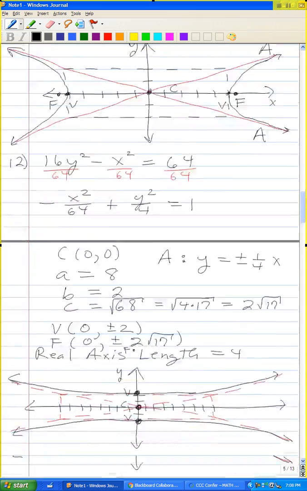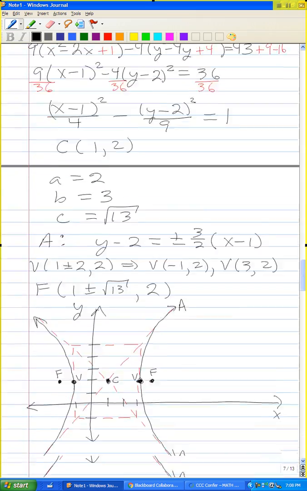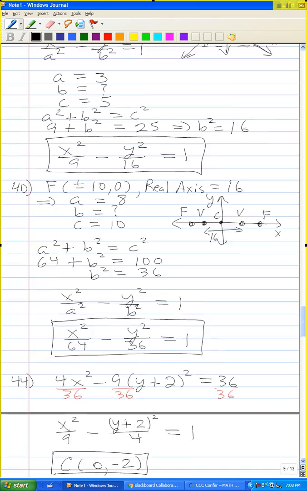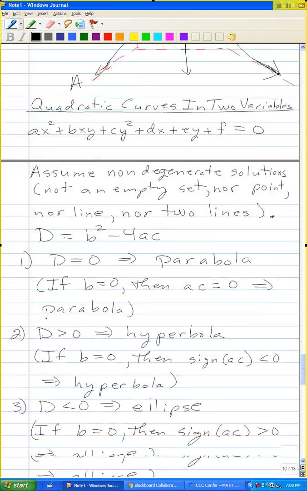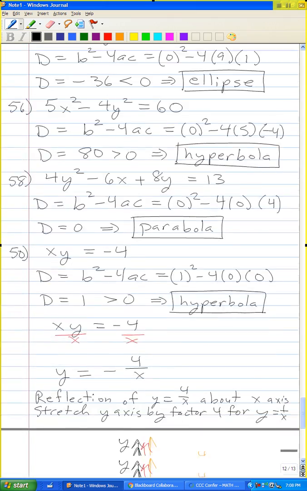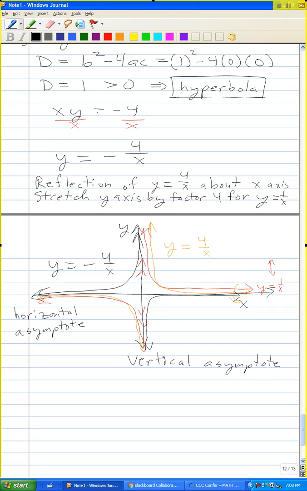Okay, so that is actually the end of section 14.4. Let me stop this for now.